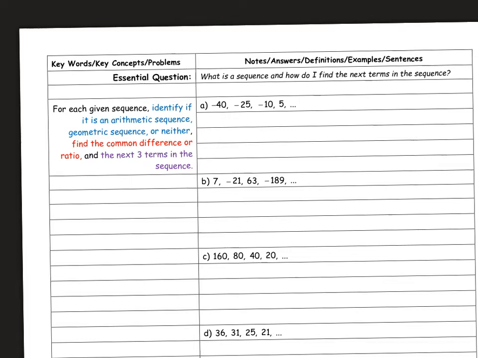So our directions say, for each given sequence, identify if it is an arithmetic sequence, geometric sequence, or neither. Find the common difference or ratio, and the next three terms in the sequence. Okay, so I have to do multiple things. I kind of color-coded it for you. So what do I do first? How do I find out if it's an arithmetic or geometric?